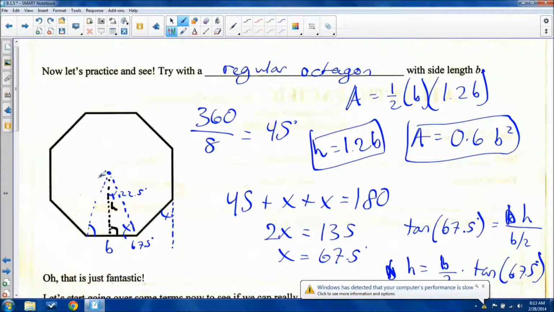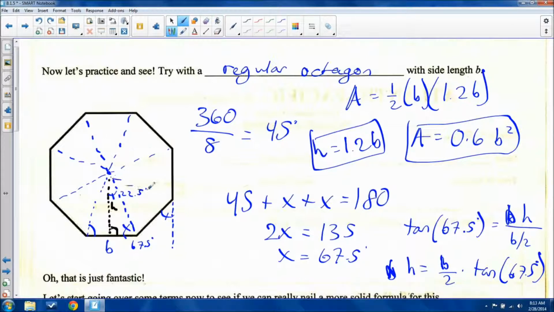Well, how many triangles are there? The same as the number of sides of the regular polygon. And they're all the same triangle. There's 1, 2, 3, 4, 5, 6, 7, 8 of them. So the area of the whole octagon is 0.6 times b squared times 8. 0.6 times 8 is 4.8. So that's 4.8b squared.